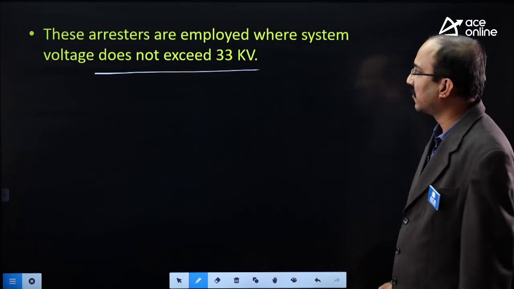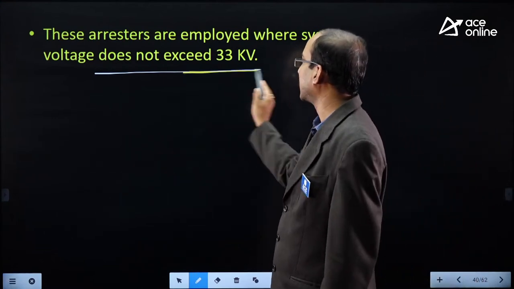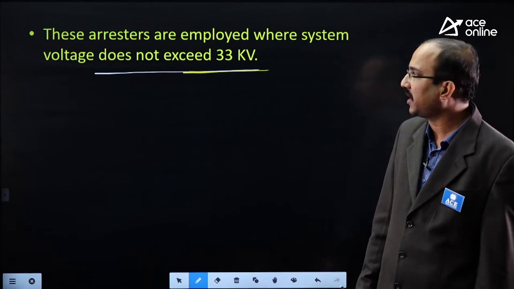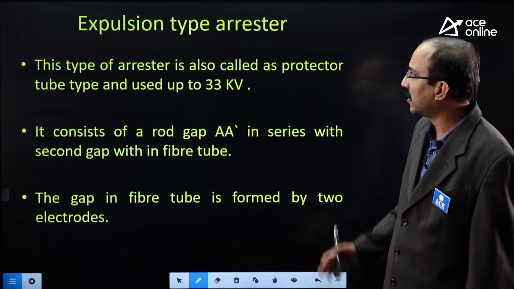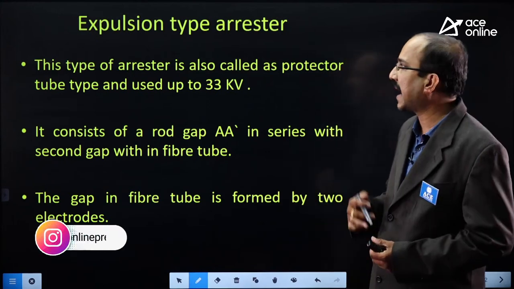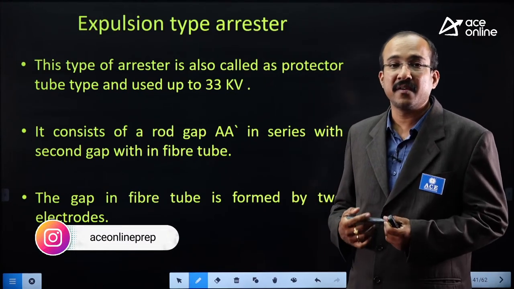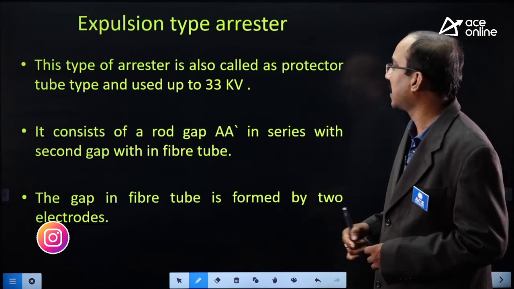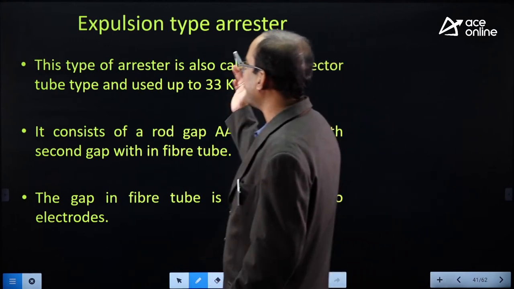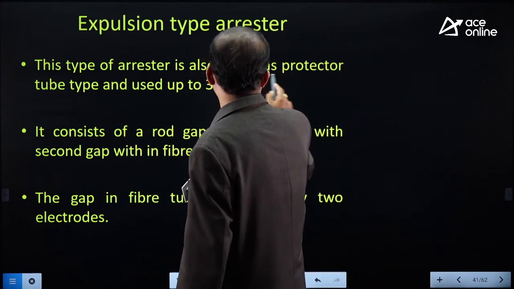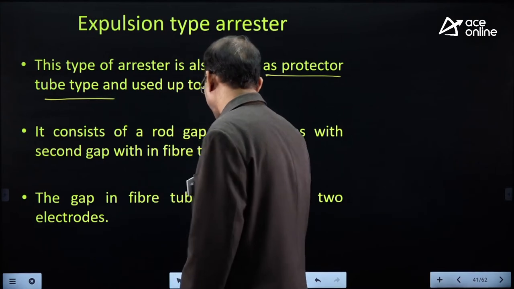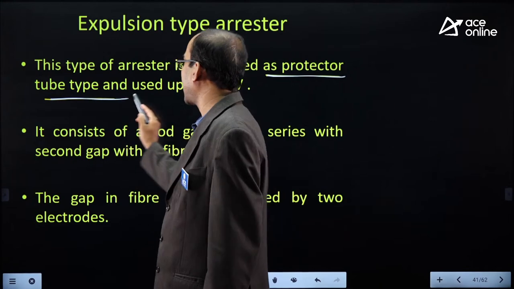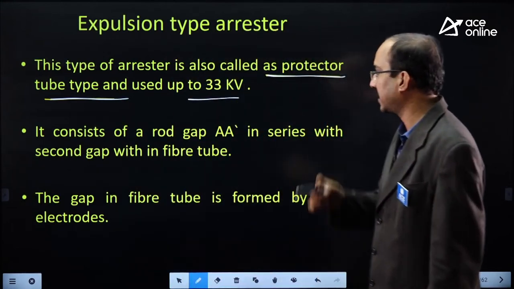So this is the operation of the multi-gap type arrester, which is used up to 33 kV. Now let us go for the next one, that is the expulsion type arrester. What is the other name for this? These expulsion type arresters are also called protector tube type arresters, used up to 33 kV.